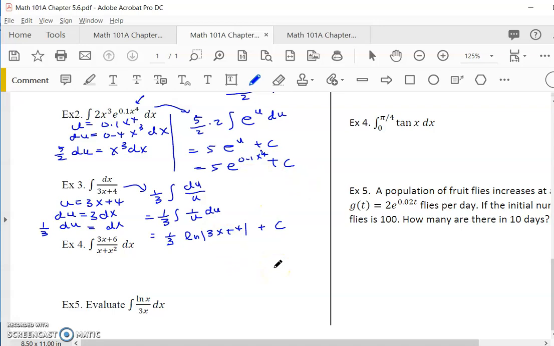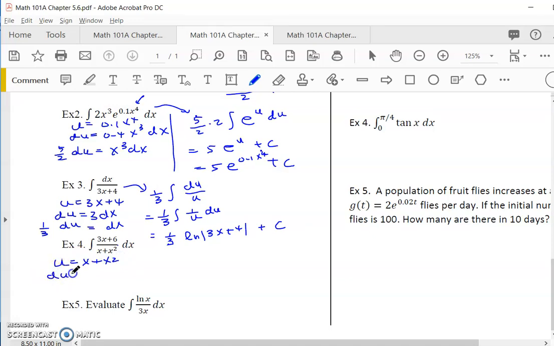The fourth one is (3x + 6) over (x + x squared). So it seems like a ratio of two functions. But whenever there's something in the denominator that is not a square root or a cube root, you cannot tackle it by the power rule. Then you can think of converting it to 1 over u. So just let the whole denominator be u.